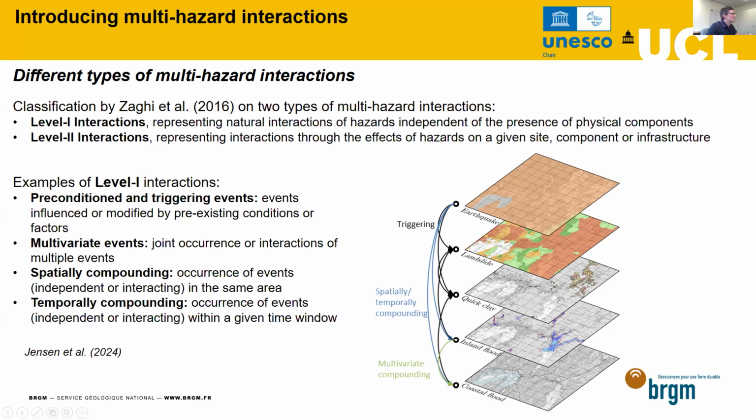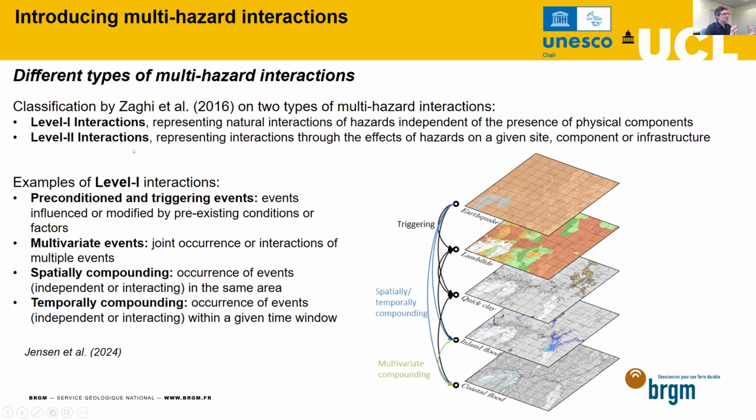So these are some level 1 interactions that have been considered, for instance, in the MEDiate project. I will not go through them all, but you can go to quite complicated classifications with a lot of different situations between different types of hazards and so on.